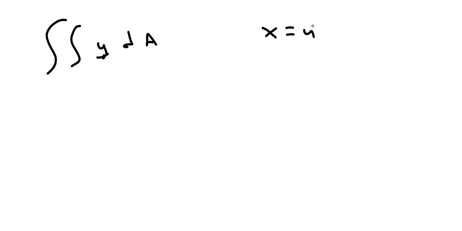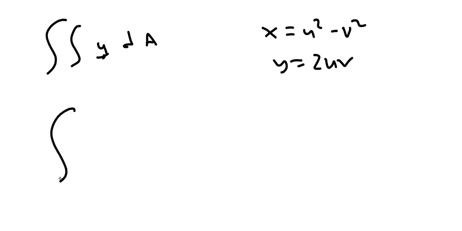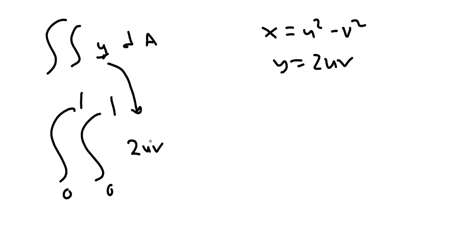Okay, so let's do that. Let's go to a new page here. We want to do the double integral of y dA, where x is equal to u squared minus v squared, and y is equal to 2uv. We already know that our limits of integration are going to be 0 to 1, 0 to 1. We're integrating y, so that's going to become 2uv. And then we have to pick an order. So why not just do du dv. And then what goes in here is the Jacobian.